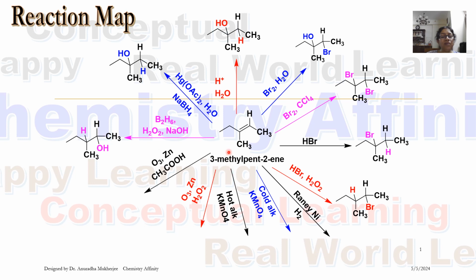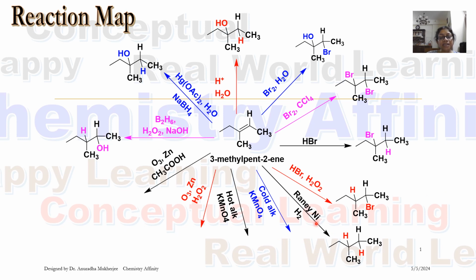But when we perform this reaction in the presence of hydrogen peroxide, here also we get alkyl halide, but the addition will be different. Here nucleophile Br minus attacks the less substituted carbon and hydrogen attacks the more substituted carbon. It follows anti-Markovnikov's rule. The mechanism is a free radical reaction.